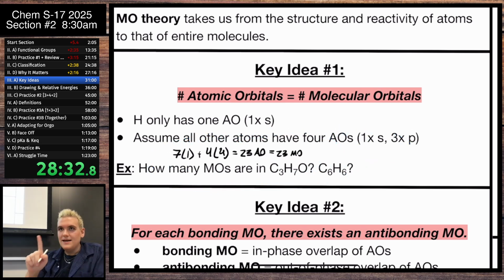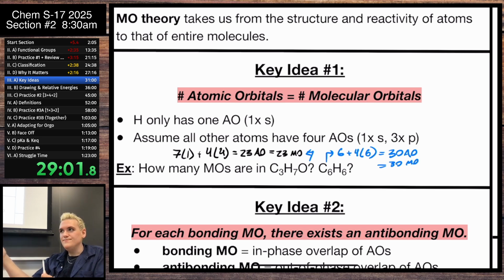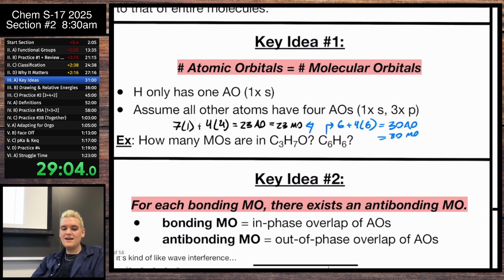So, take a minute. Truly 10 seconds, try to calculate the number of molecular orbitals in C6H6 in your head. And that was basically 10 seconds. So we have 6 from the hydrogens, and we have 4 times the 6 carbons. So that's 6 plus 24, which is 30 atomic orbitals. So we have 30 molecular orbitals. Is that cool? Work.